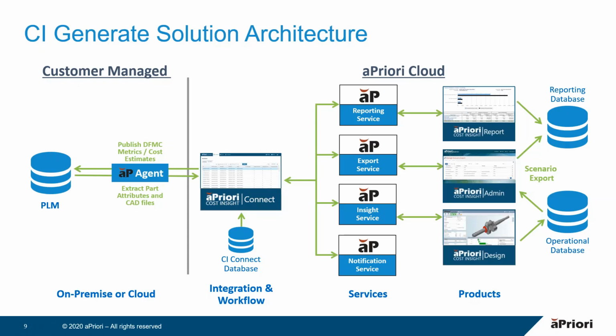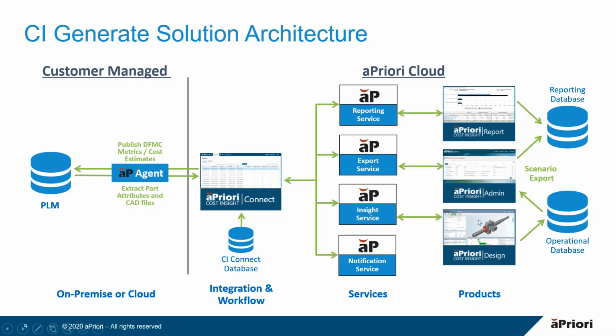So this application is where all the setup for automated workflows and integration with the PLM system occurs. It's within CI Connect that you can configure notifications and reports like the ones you just saw in the demonstration. As I mentioned, we will be diving deeper into CI Connect in the next few slides.